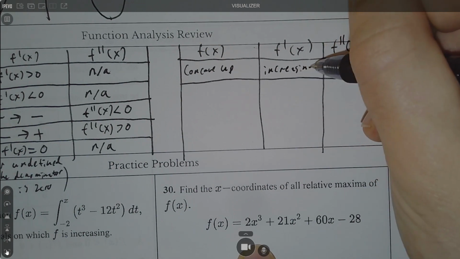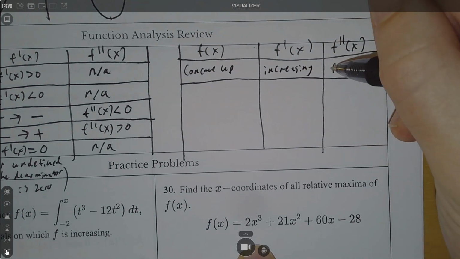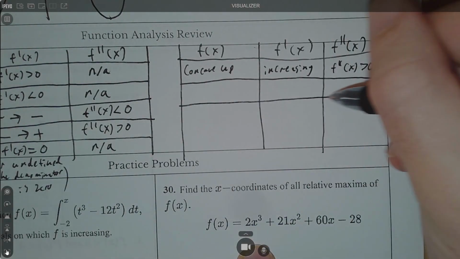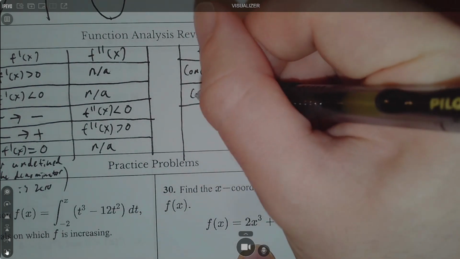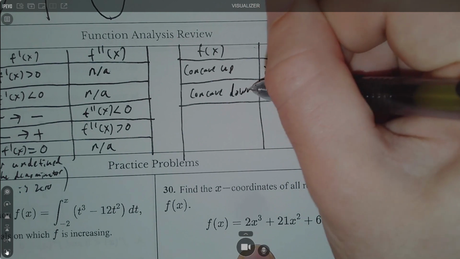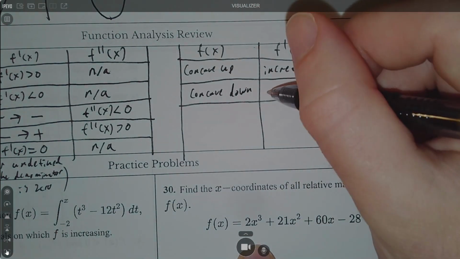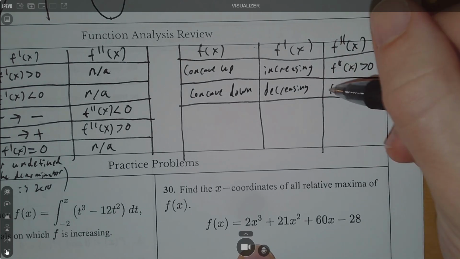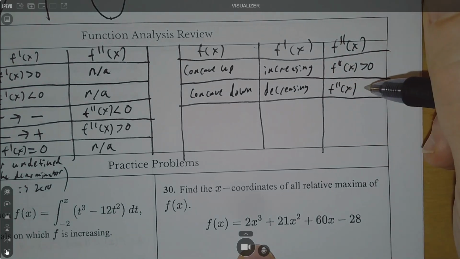The slope is getting steeper. That means the second derivative must be positive. Okay? If it is concave down, that means that my slopes are decreasing, which means that my second derivative must be negative.